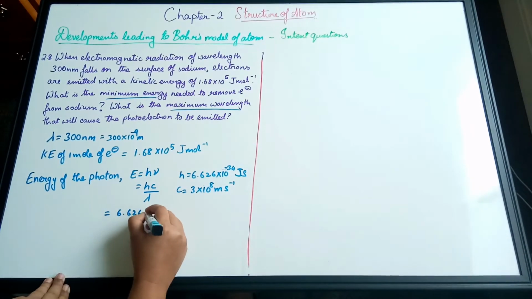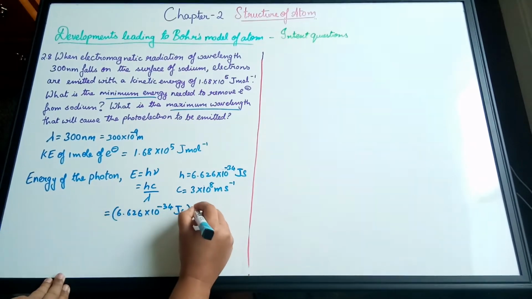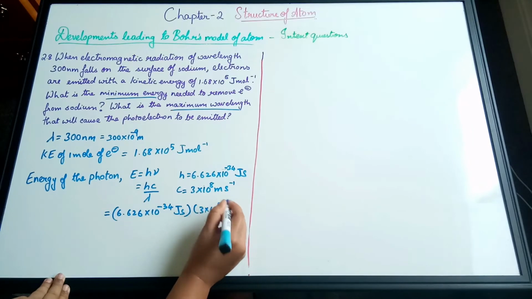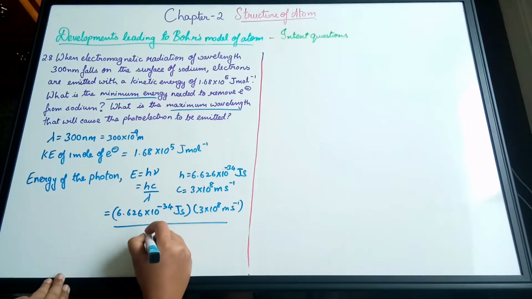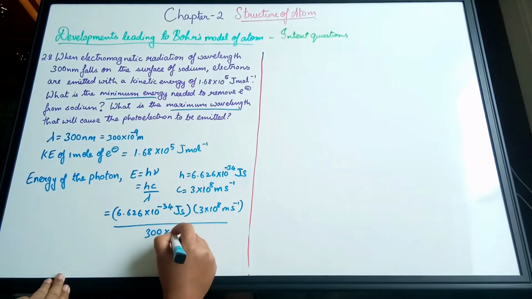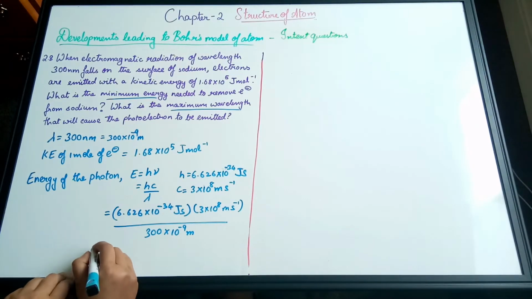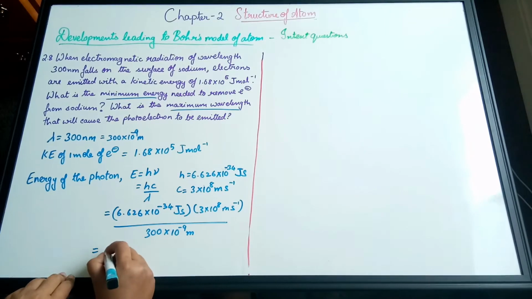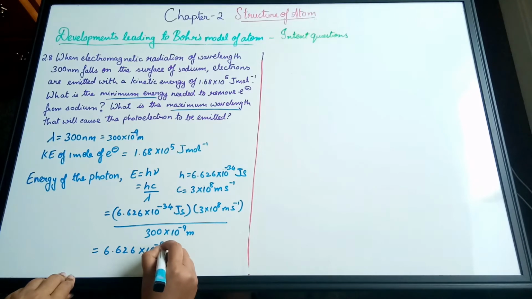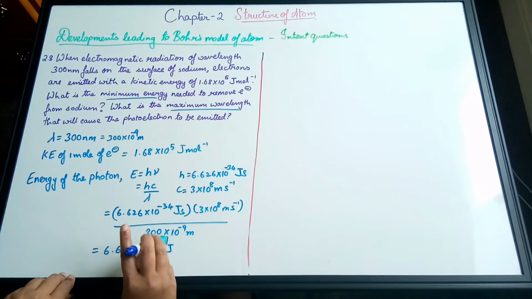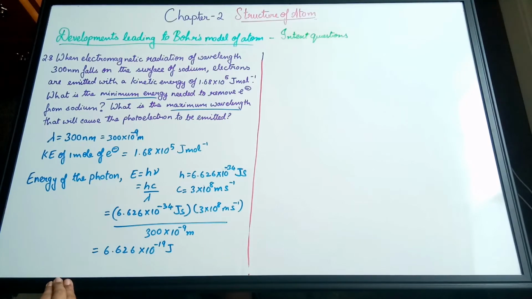So 6.626 into 10 to the power minus 34 joules second into 3 into 10 to the power 8 meters per second divided by 300 into 10 to the power minus 9 meters. When this is simplified, we get 6.626, because 3 under 3, so you get 6.626 into 10 to the power minus 19 joules. So from this we calculated the energy of the photon.